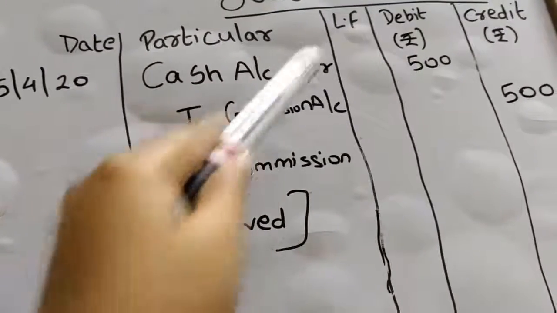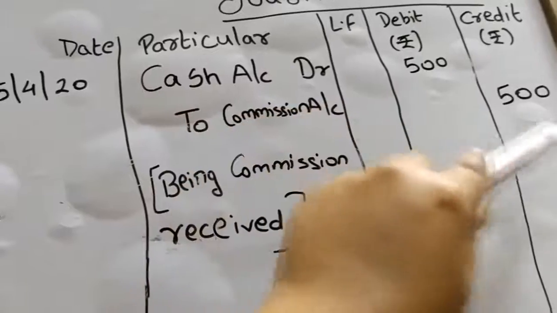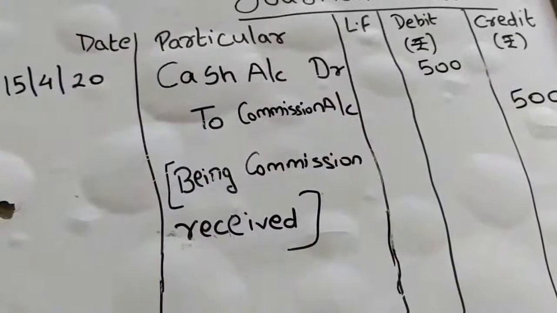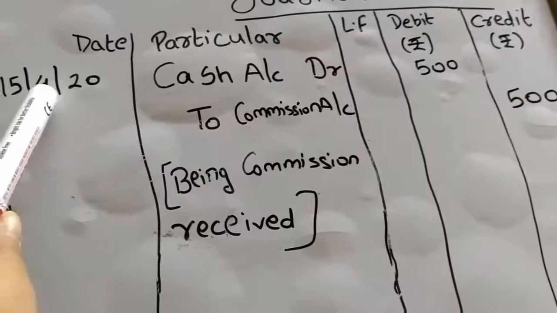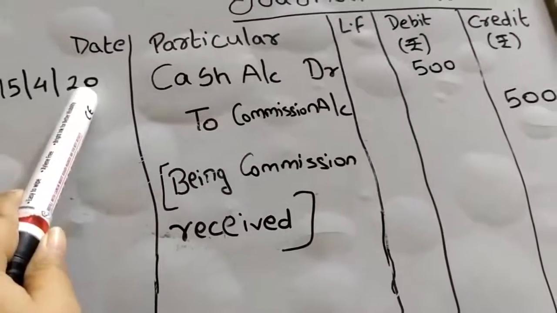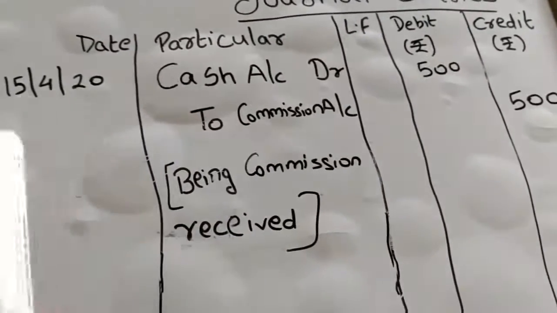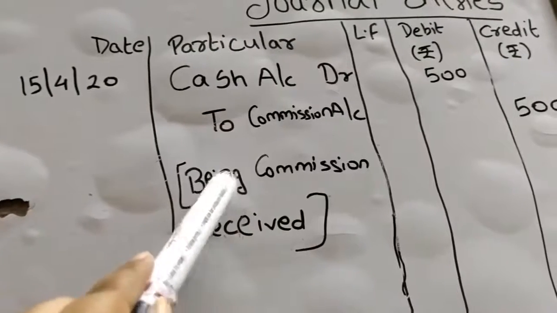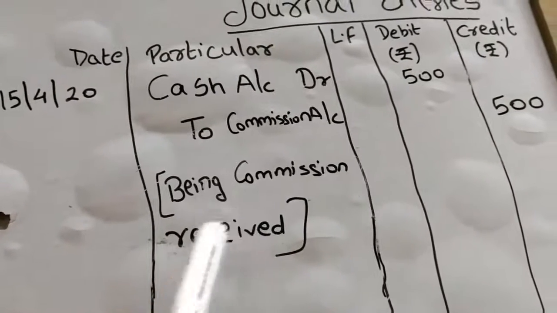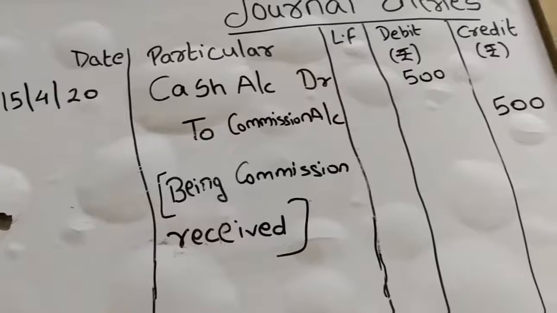How much was the amount? 500. On what date did this transaction take place? It took place on 15th April 2020. And the narration is what? What was the transaction? We had received the commission. So being commission received. Okay? Hope this is clear.